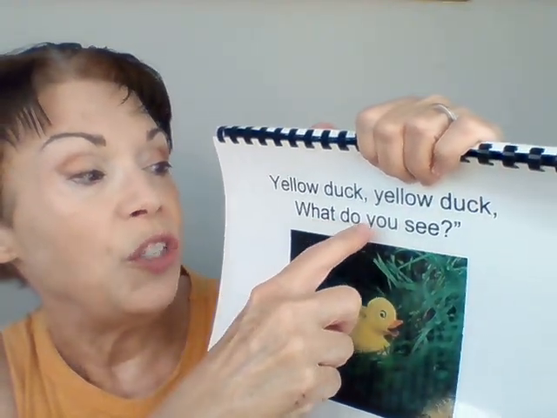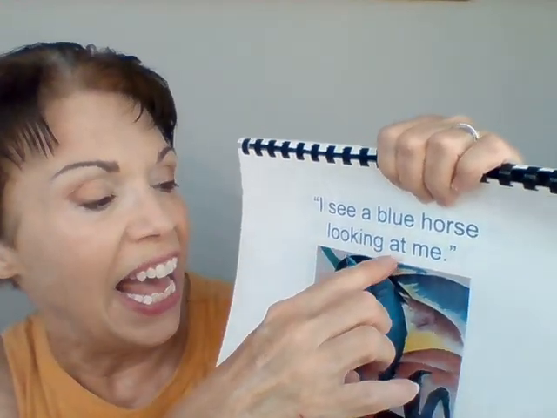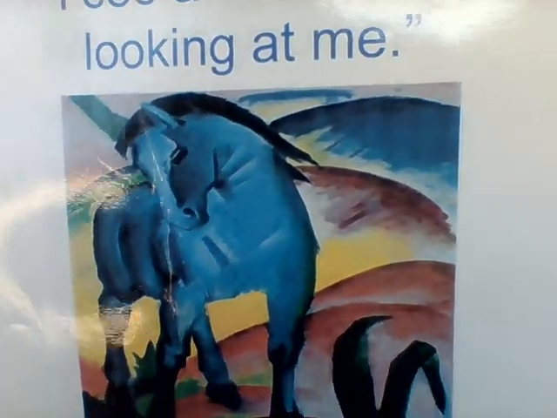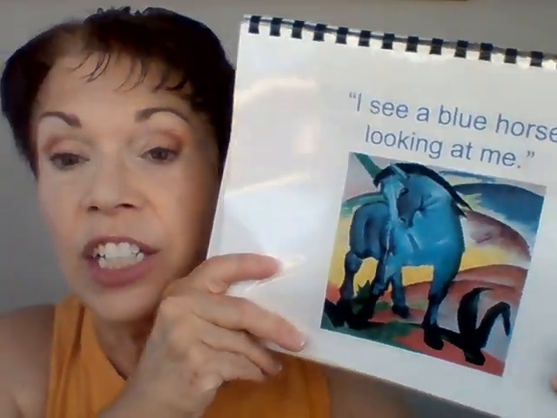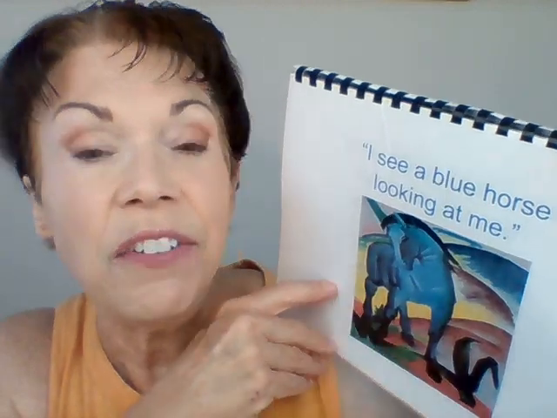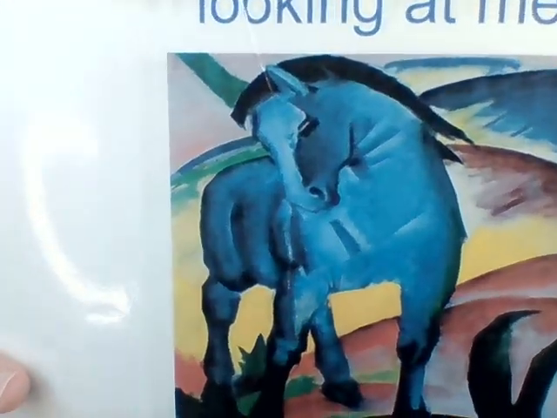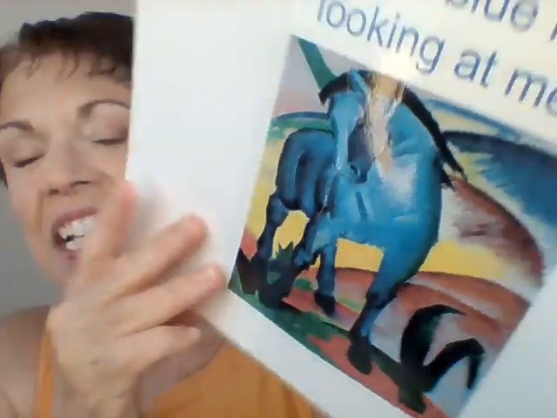Yellow duck, what do you see? And he said, I see a blue horse looking at me. Now let's look at this photograph. Yes, it looks like a cartoon horse. And it is, but it's a horse that somebody painted. This is a photograph of a famous painting. Somebody made this picture with paint and then took a picture of it. So it's still a photograph. Check out that blue horse. Isn't he gorgeous? Let's keep going.